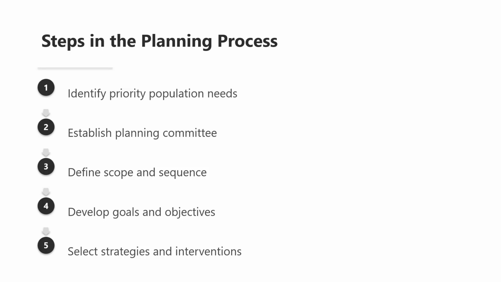The first step is to identify the needs of the priority population, and this draws directly from the needs assessment data you gathered in Area 1. Think of it this way: without solid assessment data, every step that follows rests on an unstable foundation, so your assessment work really matters here. Next, you establish a planning committee made up of diverse stakeholders who bring different perspectives and expertise. This committee might include health professionals, community members, organizational leaders, and representatives from the priority population itself.